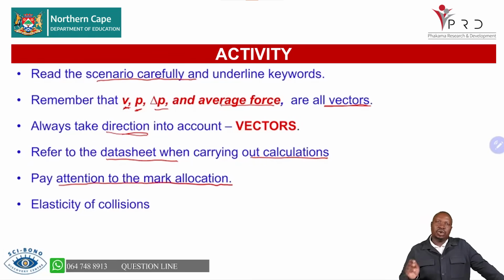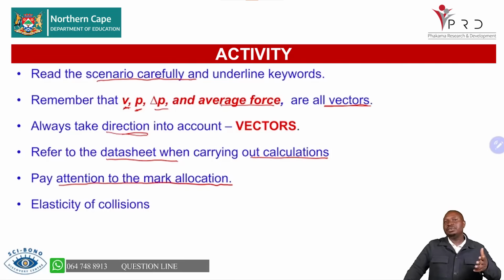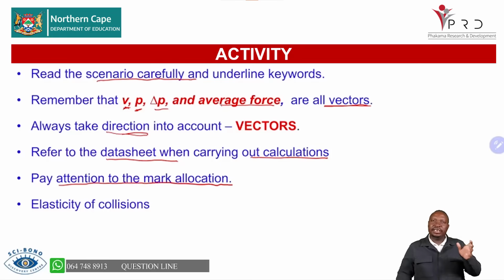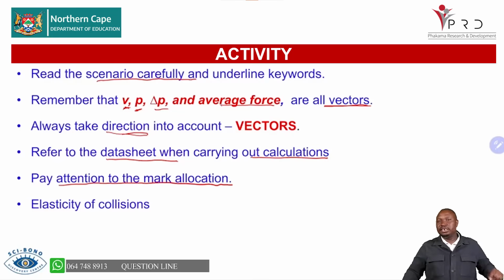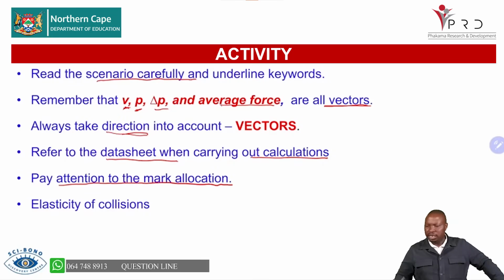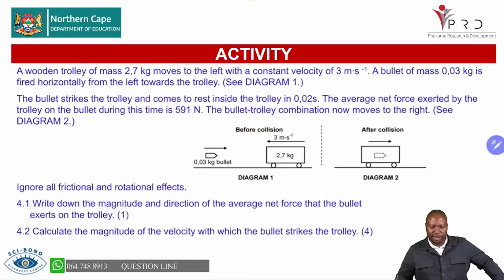Elasticity of collisions, we talked about that. When the total kinetic energy before collision equals the total kinetic energy after collision, we say the collision is elastic. But for inelastic, the total kinetic energy before is not equal to the total kinetic energy after. So if we say define elastic collision, you say both kinetic energy and momentum are conserved. In inelastic collision, only momentum is conserved, but the kinetic energy is not conserved. Please don't make the mistake of forgetting those things.